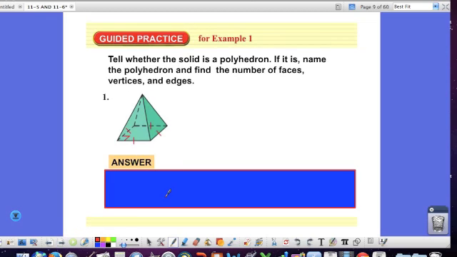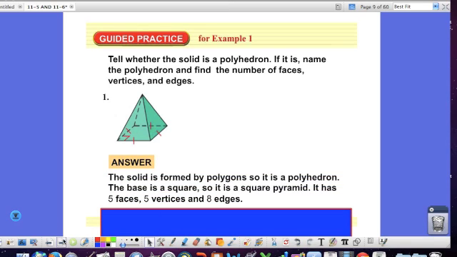And now we're going to tell whether the solid is a polyhedron. If it is, name the polyhedron and find the number of faces. So these are all congruent. So this is a square pyramid, and it has 1, 2, 3, 4 edges at the edges of each side of the base. 1, 2, 3, 4 edges connecting the 4 faces that will go up to the 1 point on top. And 4 vertices at the bottom, 1 at the top. And you can see that answer.